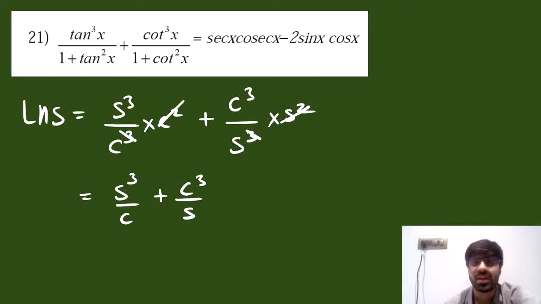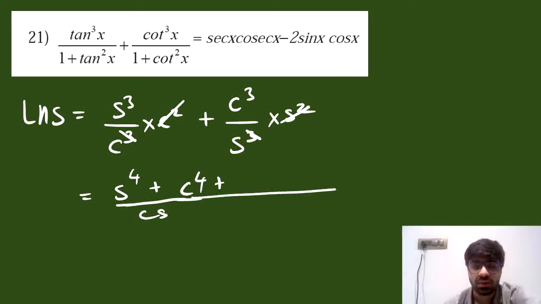If we just add them like we are adding fractions, that is basically by cross multiplying in the numerator and multiplying the two denominators to get the common denominator. So we can say that the entire expression is sin power 4x plus cos power 4x divided by cos x into sin x.